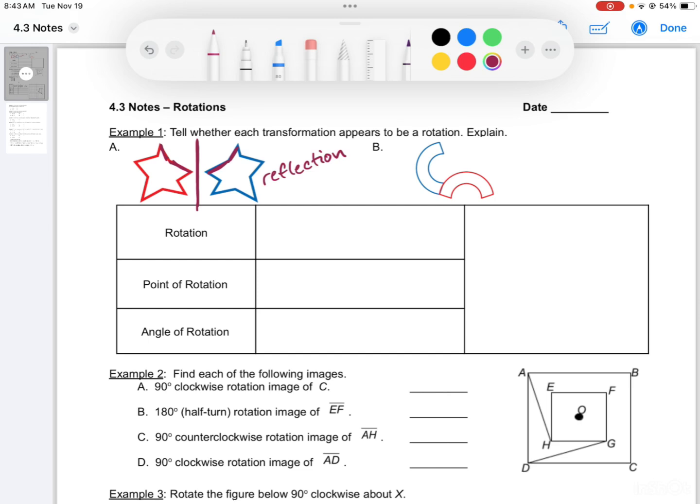But then if I look at B, if I say my blue is my original, it really does look like I've just taken that object and turned it. Or if red was the original, maybe I've just gone the opposite direction and turned it back towards the left. And so when we're rotating objects, we are performing a transformation.